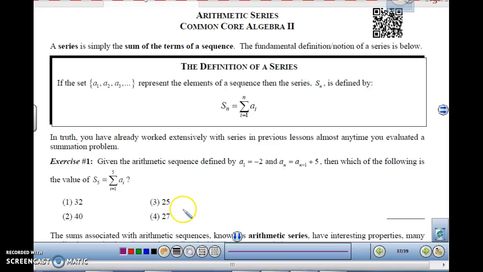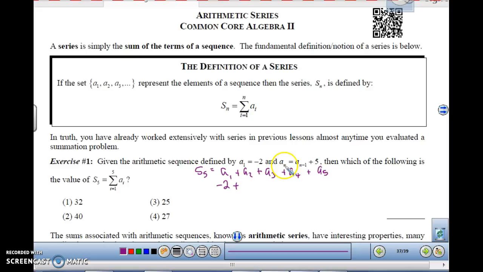All right, well, this is saying I want to add together the first through the fifth term of the sequence. So S of 5 is equal to a1 plus a2 plus a3 plus a4 plus a5, because I'm going from the first term to the fifth term. So I need to know what the 5 terms of my sequence are. Well, I know what the first term is because a1 is -2. Now what is my next term going to be? We need to get that from the recursive definition.